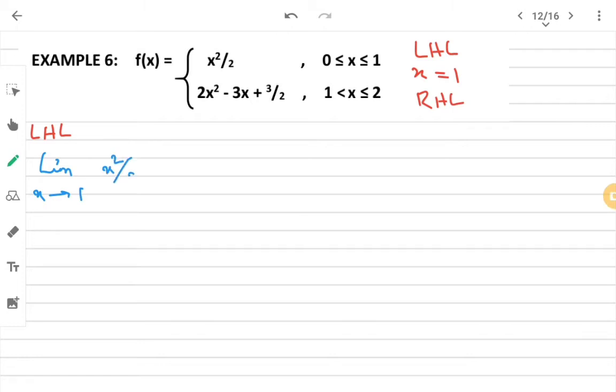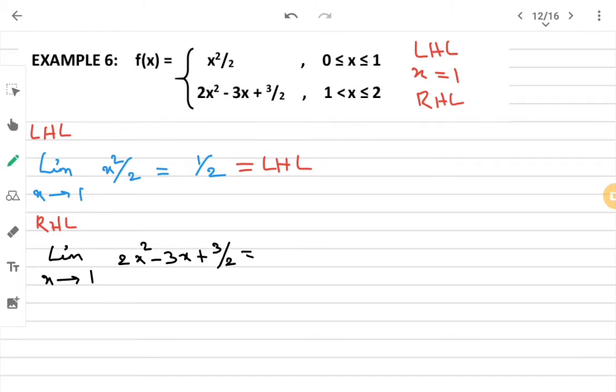x square by 2. And now I am going to replace x equal to 1. So it will become 1 by 2. 1 by 2 is the value of LHL. And now I am going to find RHL. What is RHL? RHL is limit x tends to 1, and the equation at the RHL is 2x square minus 3x plus 3 by 2. And now I am going to replace x equal to 1. So 2 of 1 square is 2, minus 3 into 1 is 3, plus 3 by 2. On simplifying this, you will get 1 by 2. And this is the RHL value.